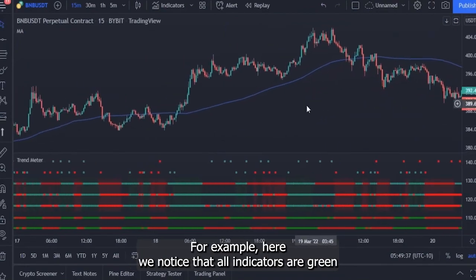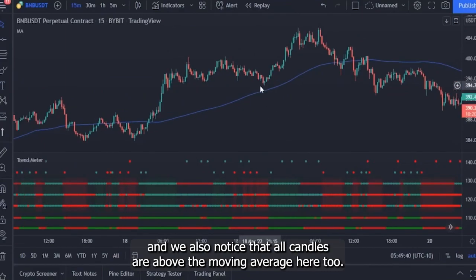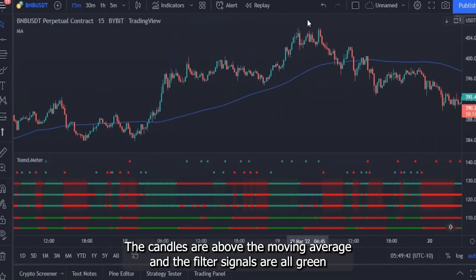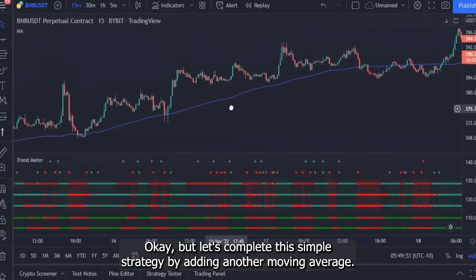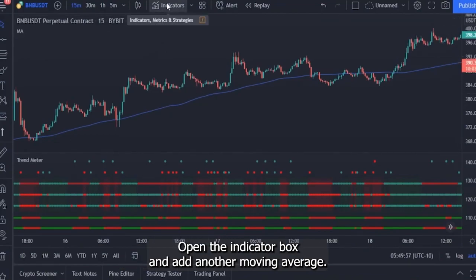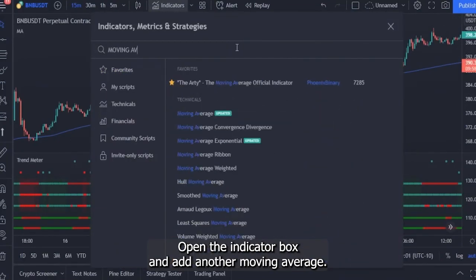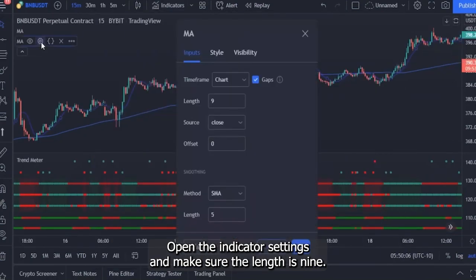For example, here we notice that all indicators are green, and we also notice that all candles are above the moving average. Here too, the candles are above the moving average, and the filter signals are all green. Here too, and even here, all signs are good. Okay, but let's complete this simple strategy by adding another moving average. Open the indicator box and add another moving average. Open the indicator settings and make sure the length is 9.